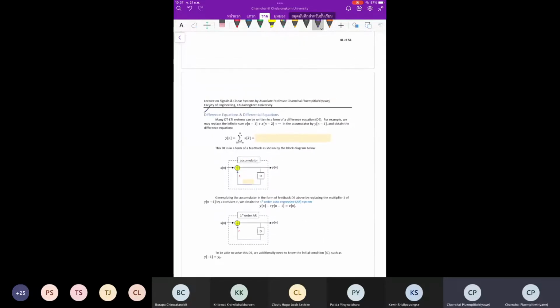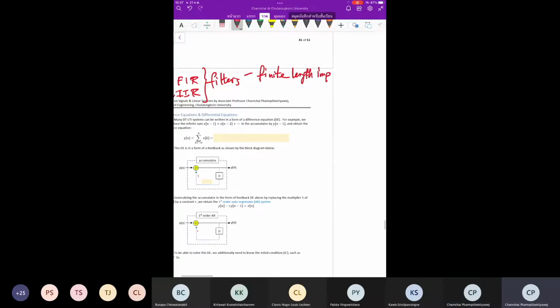This one we're supposed to have FIR and IIR, right? Okay, FIR and IIR. FIR, you've got finite length impulse response. And IIR is infinite length impulse response.